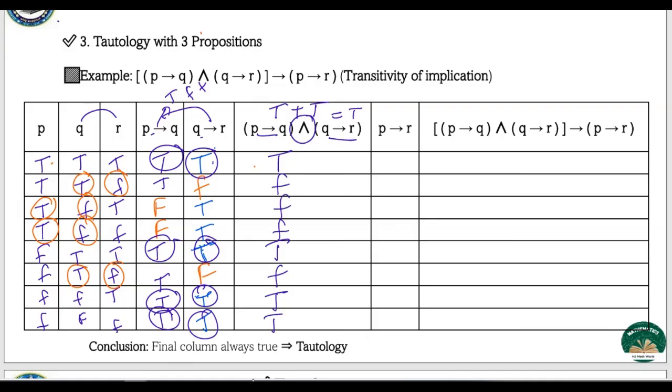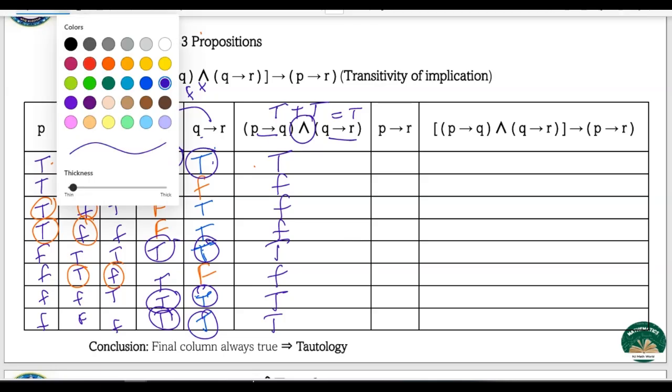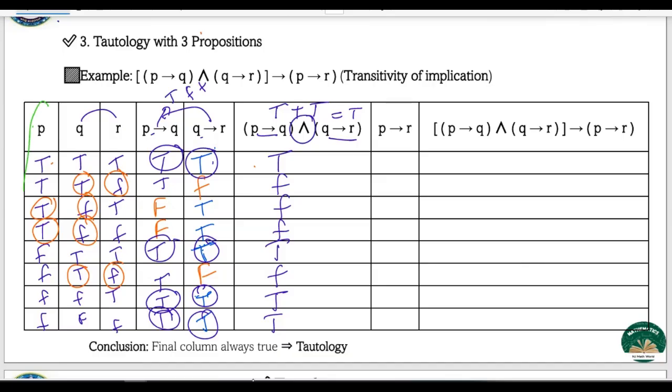Now you have P implies R. Now we have to check for P and R, that is the first one and the third one. We have to check the condition implies. Implies means T, F is F. So it is T and F, it is F. Then we have T and F here, it is F. Then we don't have any other place, so the remaining all will be T.